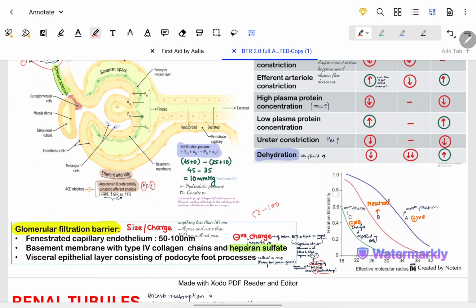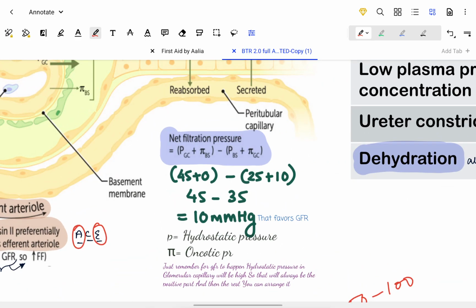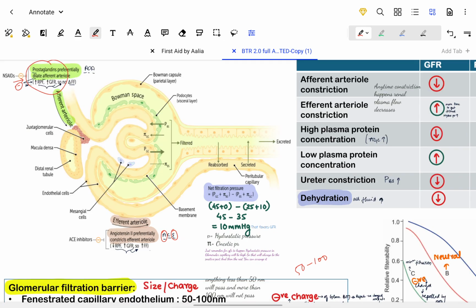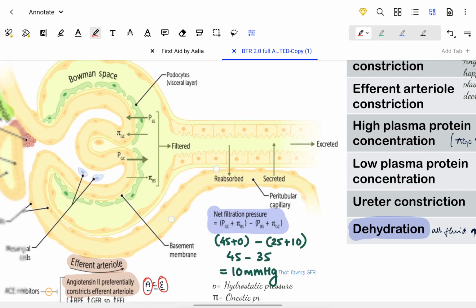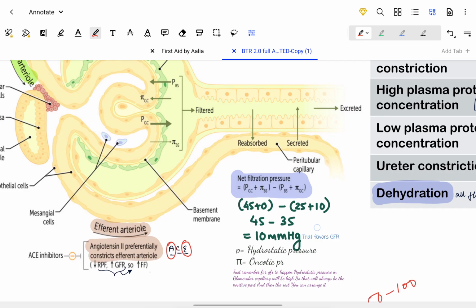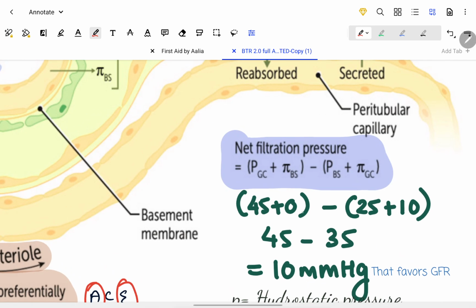Now, what's the net filtration pressure? First, you need to understand what filtration is. Filtration is the blood which was being filtered from the glomerulus into the tubules, right? So for filtration to happen, the hydrostatic pressure in the glomerular capillary should definitely be high. So that will be the positive part, okay? That will be the positive part, and then the rest you can arrange. In the Bowman space, it will definitely be low, and it will be in the minus part. And the oncotic pressure is interchanged, okay? Because it's about the protein.